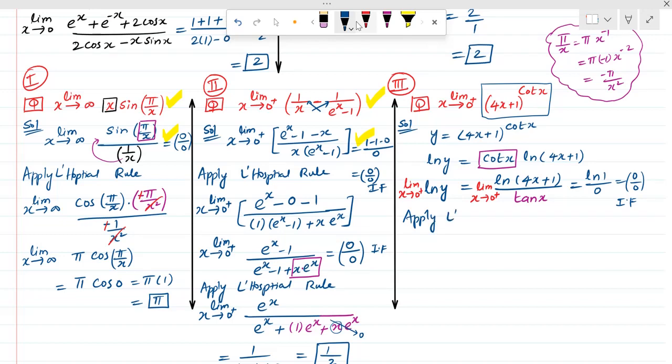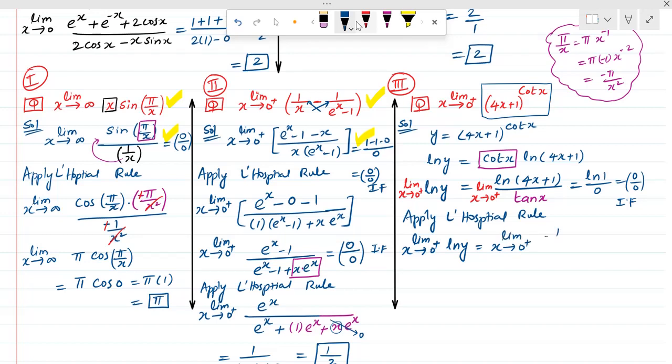Apply L'Hopital rule on the right side. You can apply it only on the right side because it is an indeterminate form. So this is going to be the same: limit x approaches 0, ln y will be the same. Equal. When you apply this, what is the derivative of the numerator?